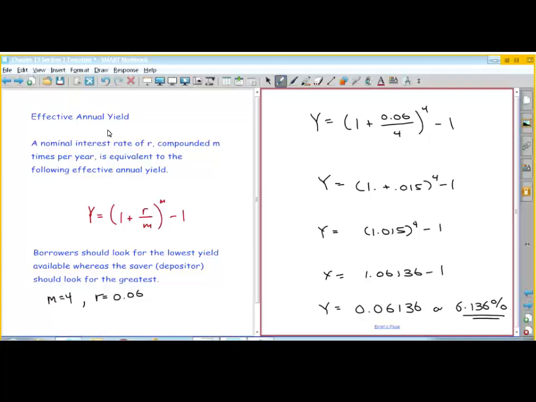So that's effective annual yield. I think we've talked about everything in this section now.